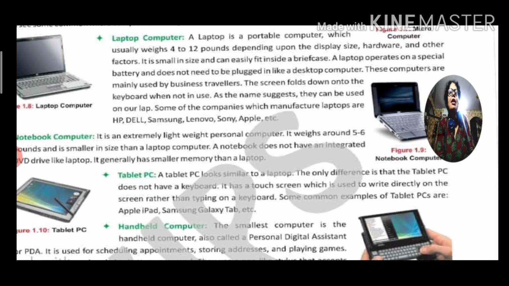These computers are mainly used by business travelers, the people who travel from one place to another, they carry these laptops with them. The screen folds down onto the keyboard when not in use. As the name suggests, they can be used on our lap. Some of the companies which manufacture laptops are HP, Dell, Samsung, Lenovo, Sony, Apple, etc.